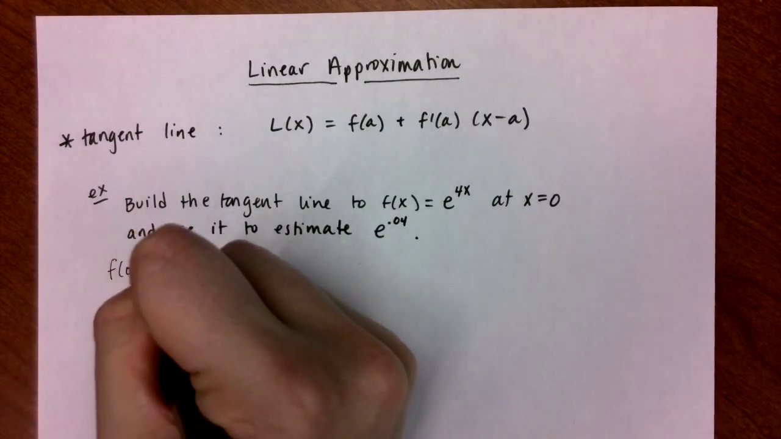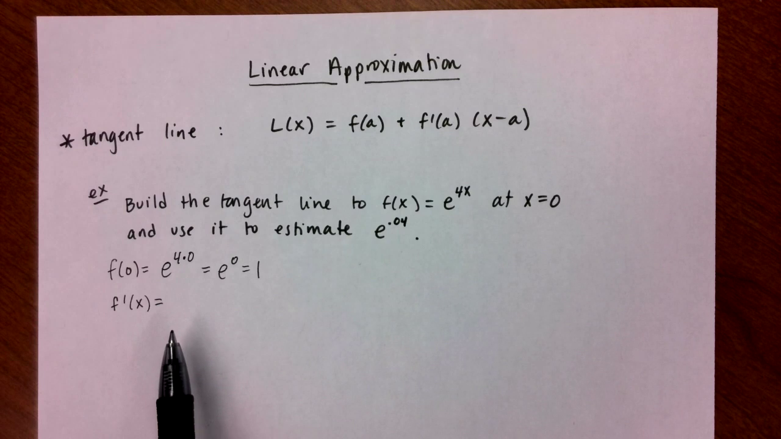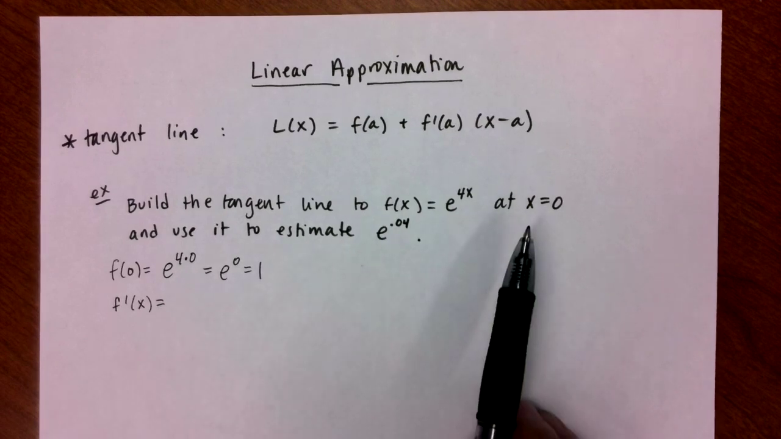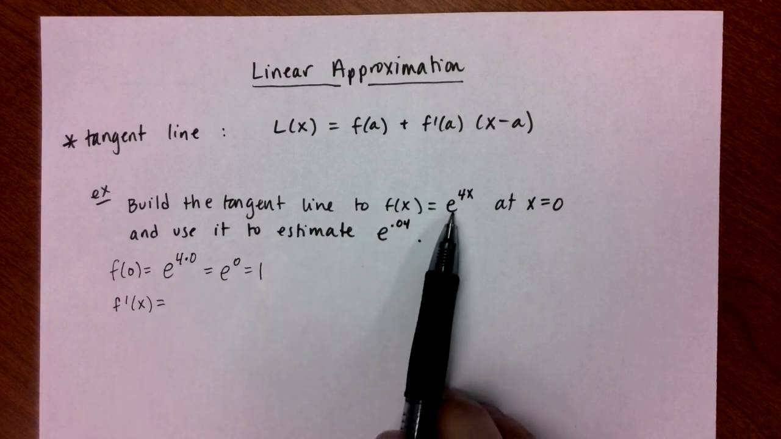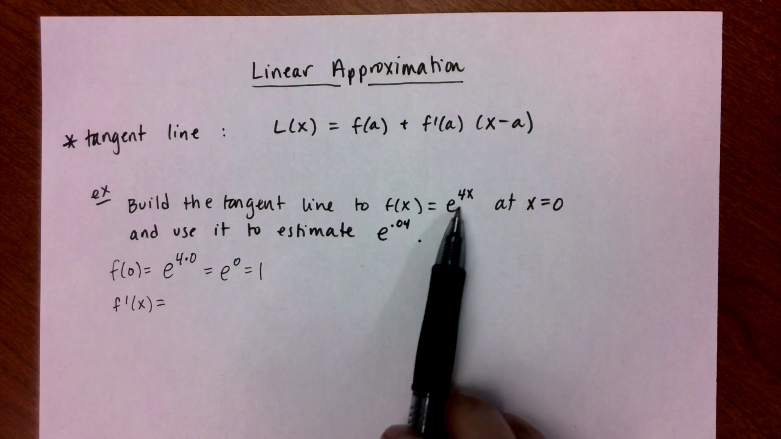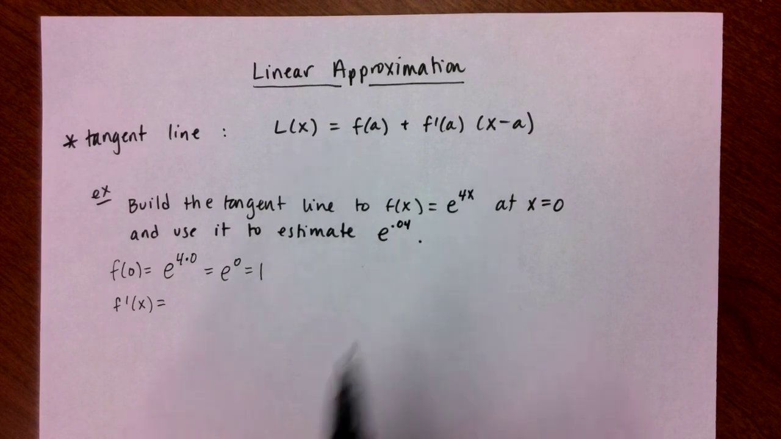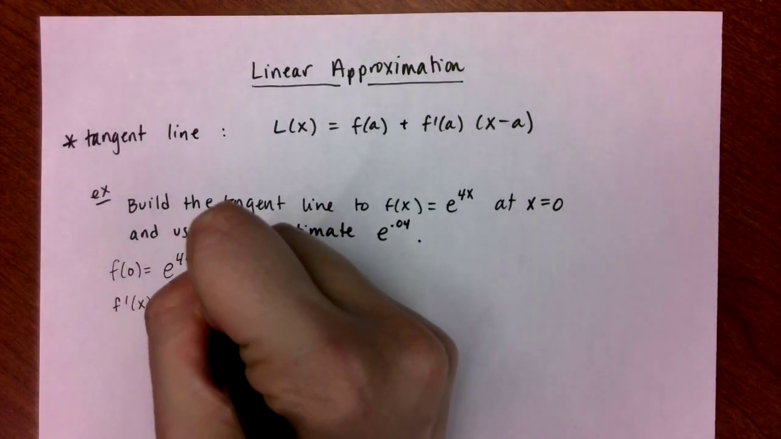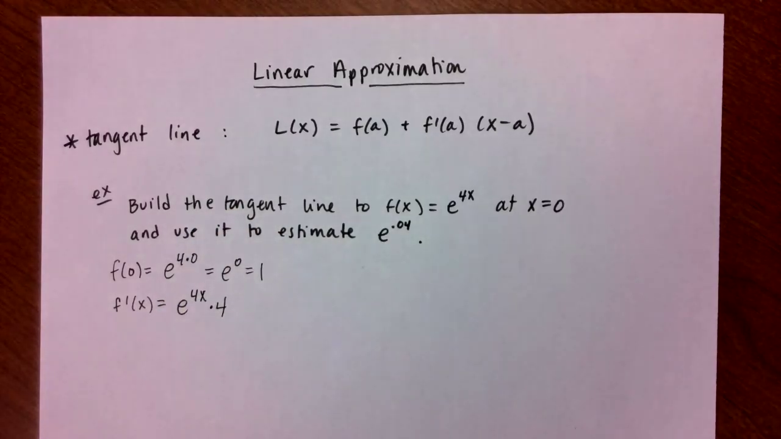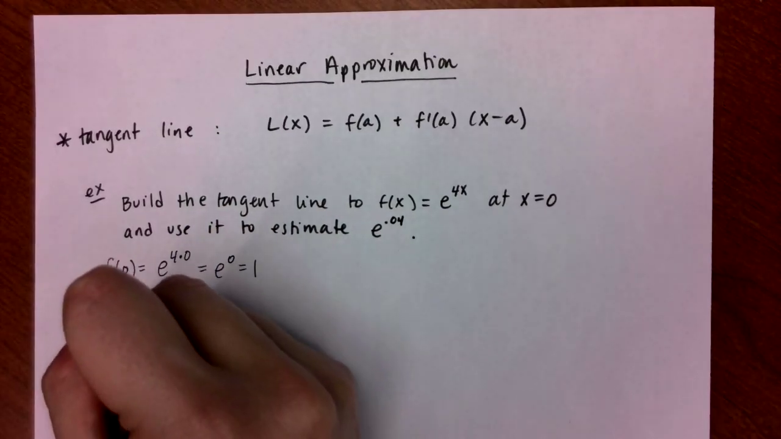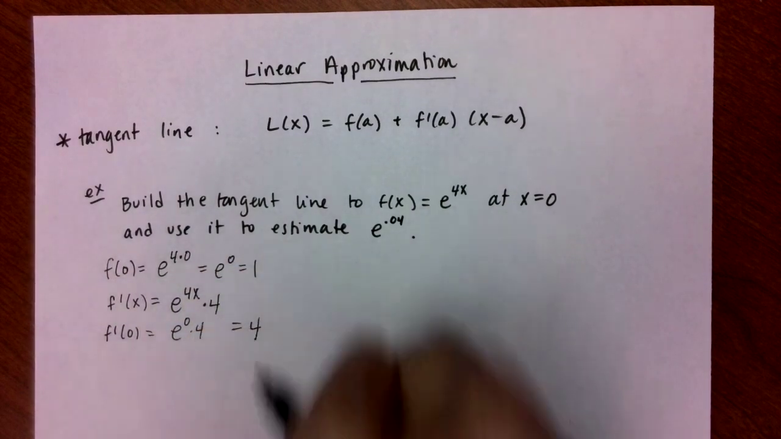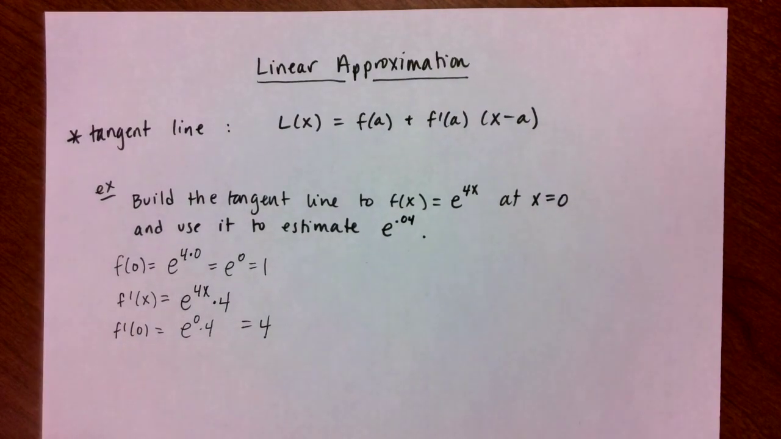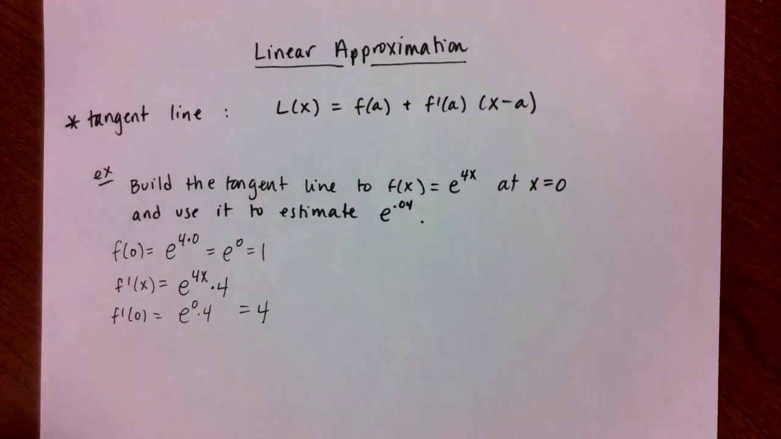I need to compute the derivative of the function and then plug in 0 to get f prime of 0. E to the 4x's derivative is a chain rule where the outer function is e to the x, the inner function is the 4x. So our derivative comes out e to the 4x times 4. Now, if we plug our number 0 into that, we get e to the 0 times 4, which is 1 times 4, which is 4.